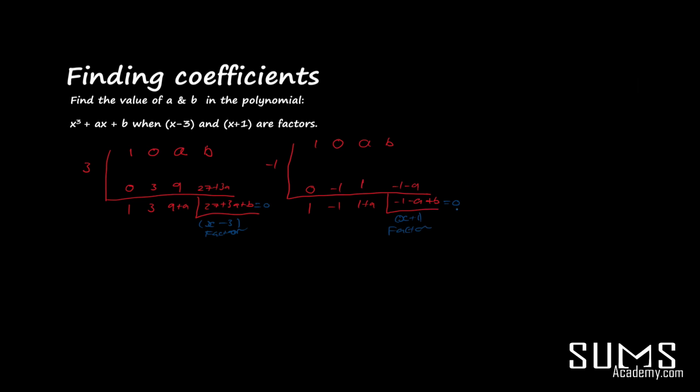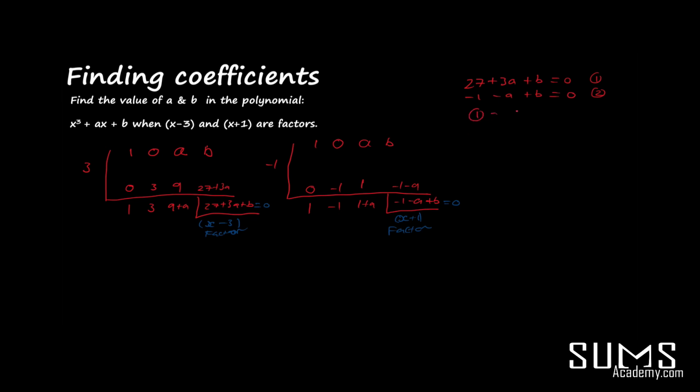Okay, so does this help us out? Well, it does quite a bit actually. So now we've got these two expressions that we both know are equal to 0. So we've got 27 plus 3a plus b equal to 0, and we've got minus 1 minus a plus b equal to 0. I'll call this 1 and I'll call this 2. So this is just simultaneous equations. We see here they've both got one b term in them, so we can actually eliminate them.